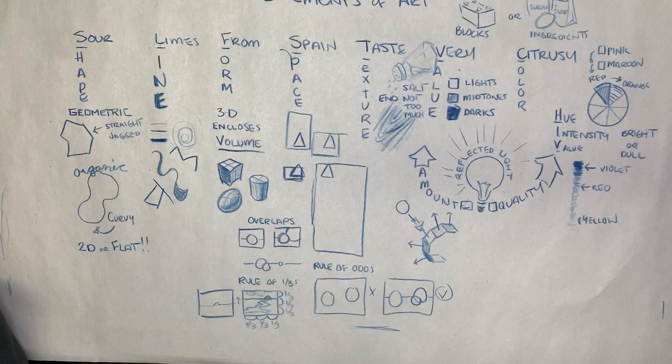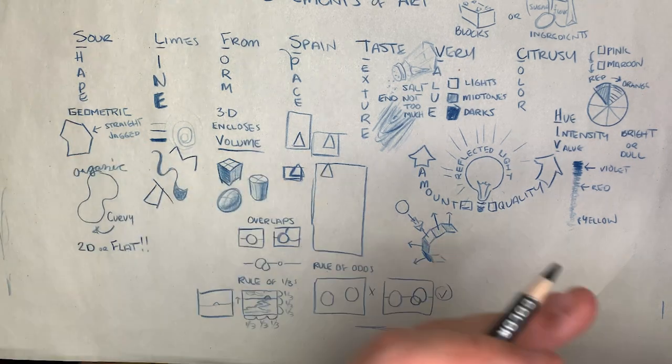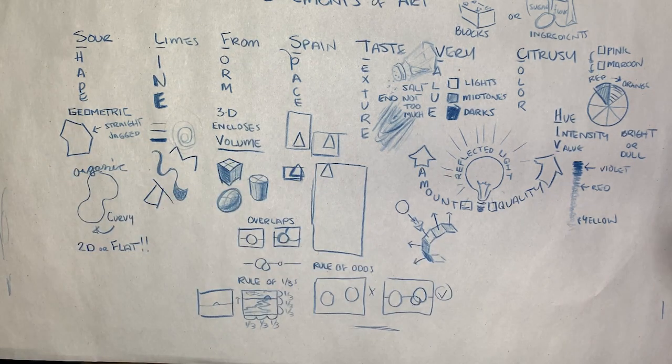So there you have it. Those are the 7 elements of art. These are the building blocks. They are the ingredients that we as artists use. They are tools in our tool belt. We combine these together in different ways to produce artwork.